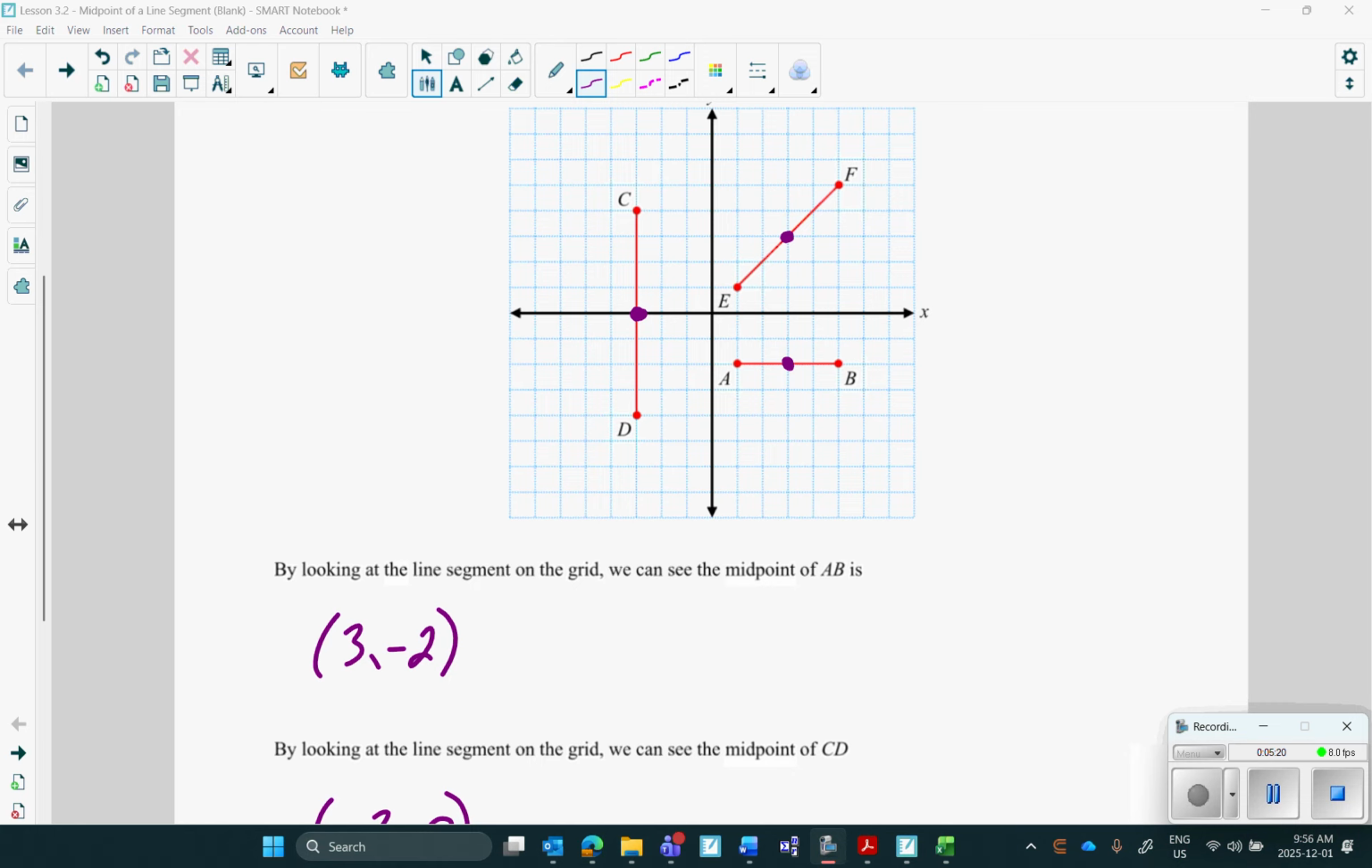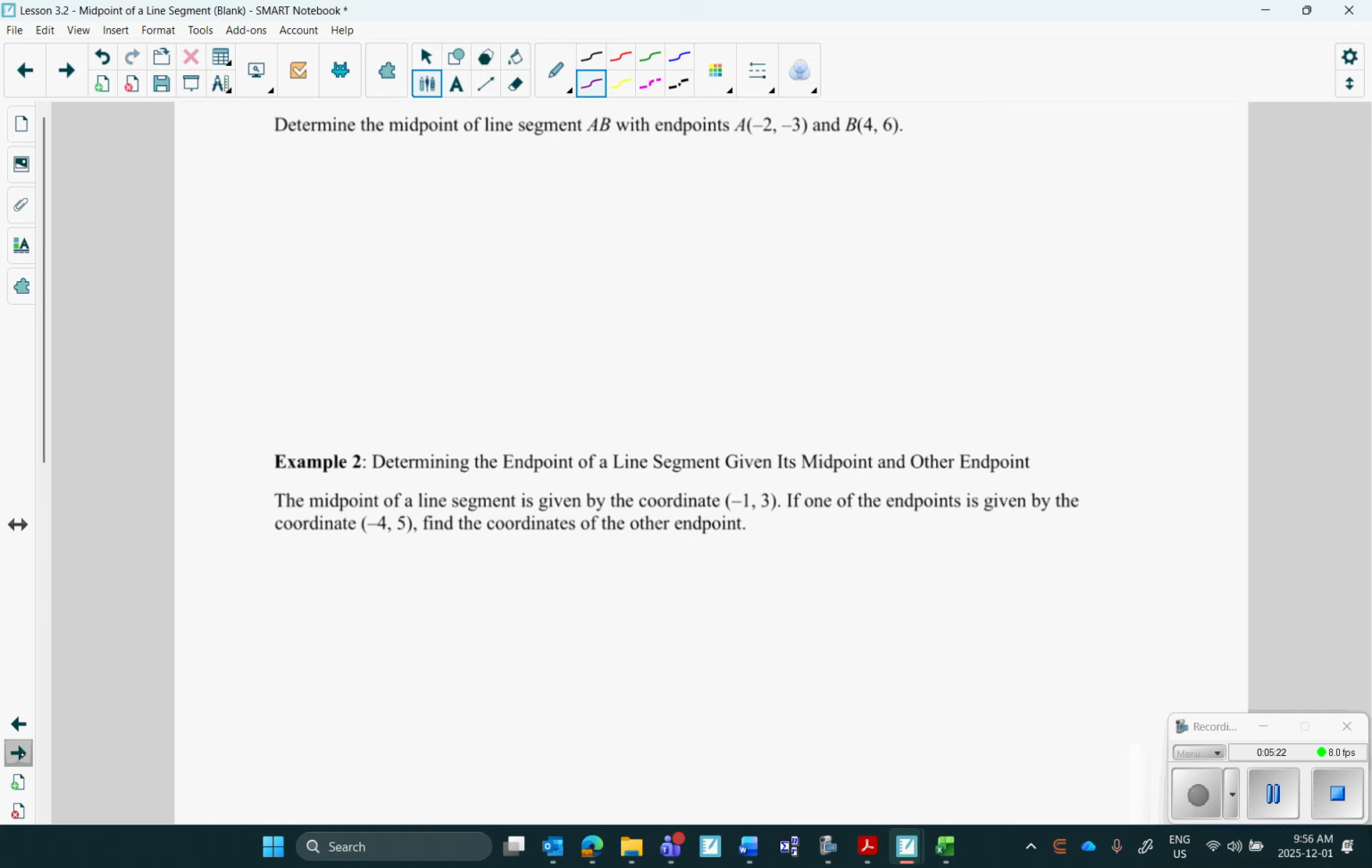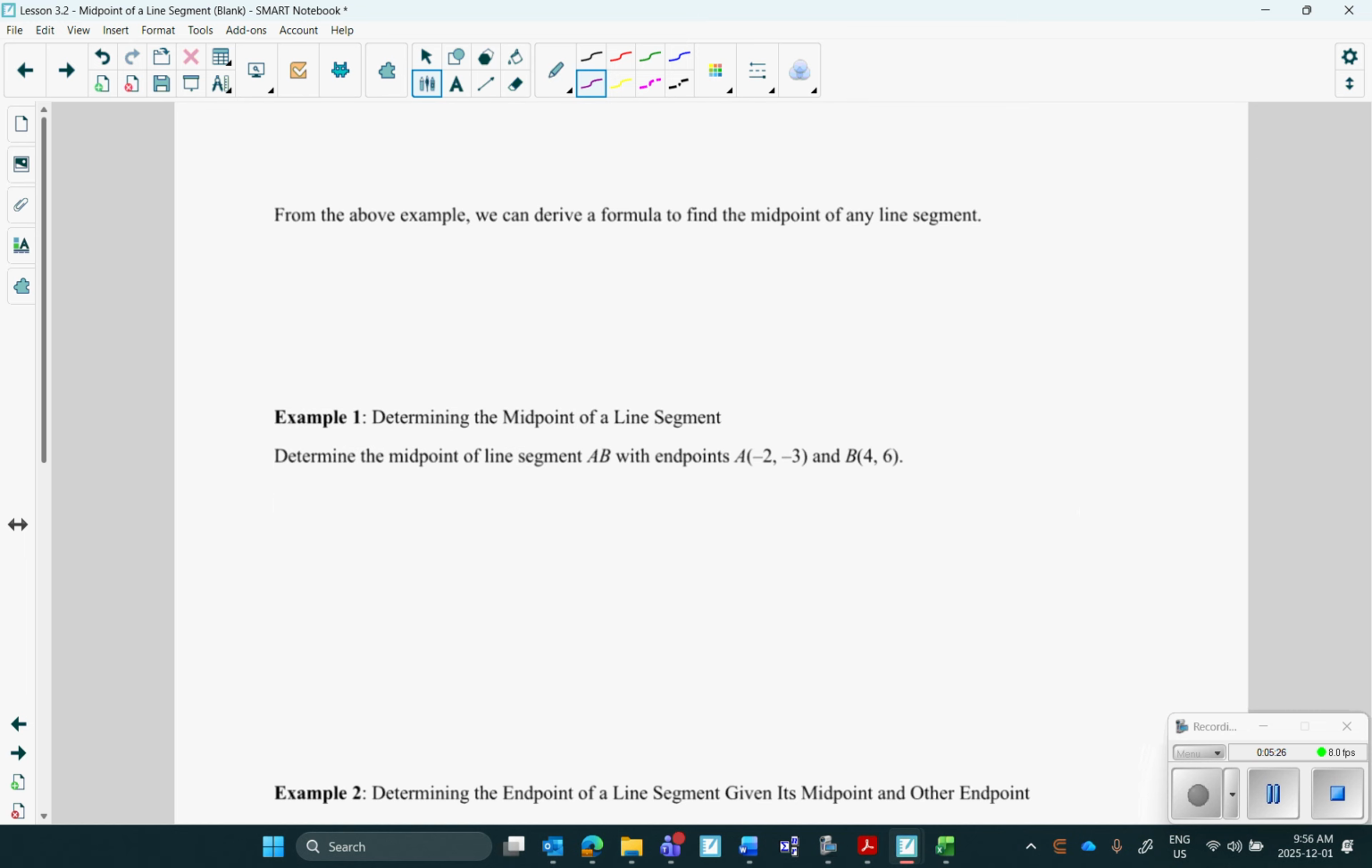So we use that same reasoning for the midpoint formula. To get the midpoint, which we call capital N, capital P, first of all, we have to find the halfway point of the x's, then the halfway point of the y's.